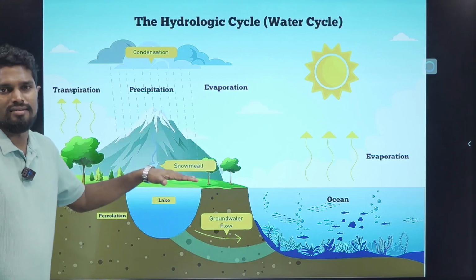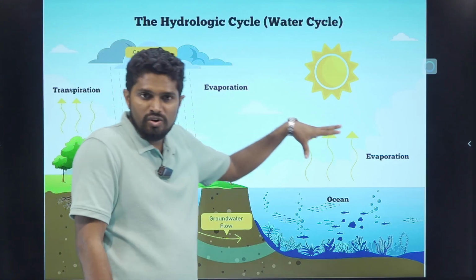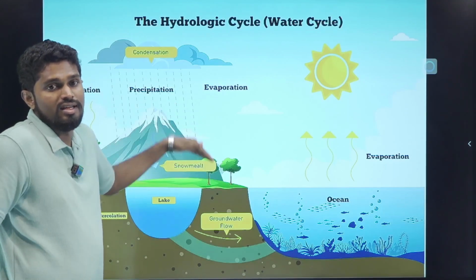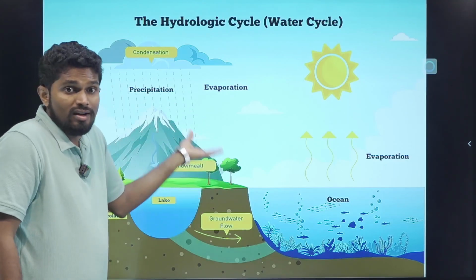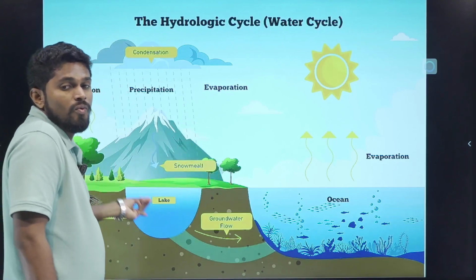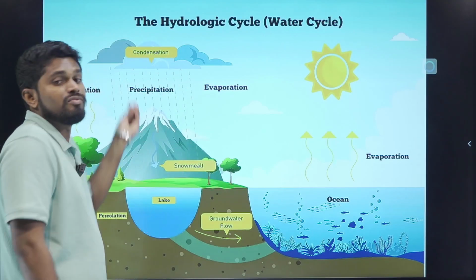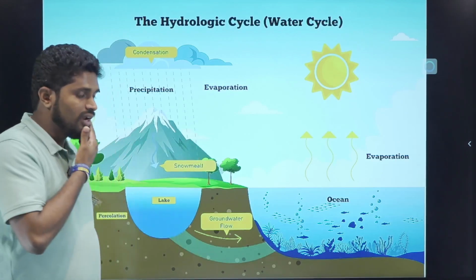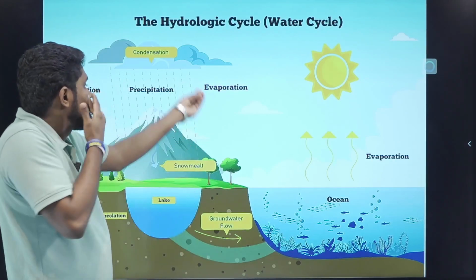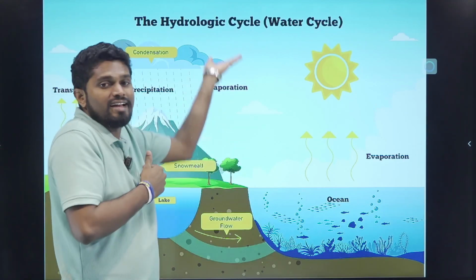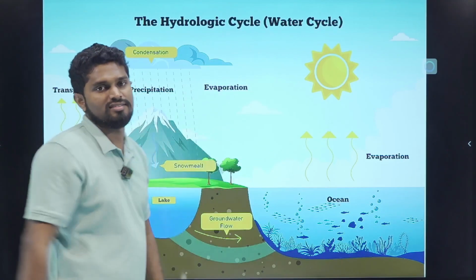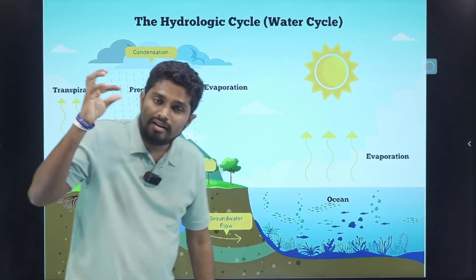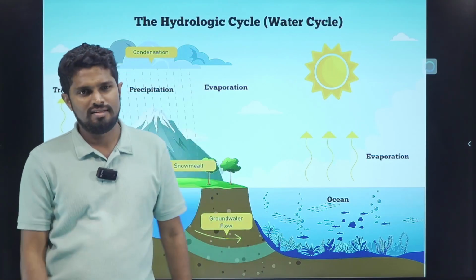From the land, that heat energy also comes to the land side, guys. And on the land, what happens? It converts liquid water into vapor, from the lake, from the top of the ground level. What happens is it evaporates, guys. And there is one process I discussed. And what happened to that evaporated water?